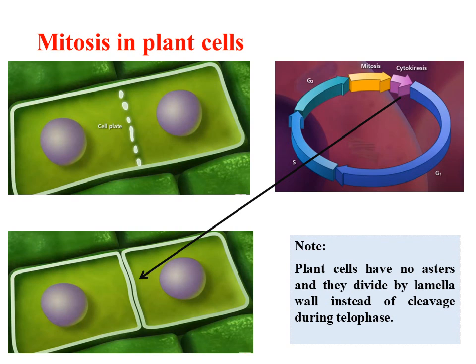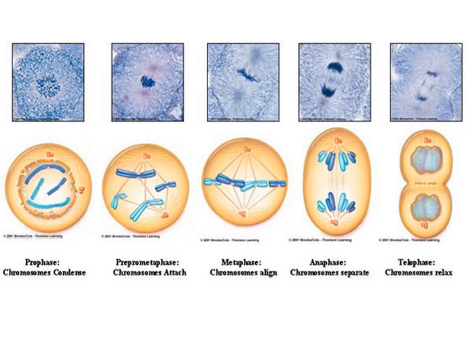Plant cells have no asters, while animal cells have asters. And plant cells divide by a lamella wall instead of a cleavage furrow during telophase of animal cells.